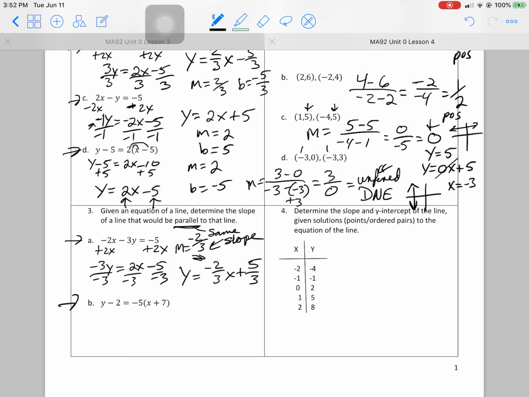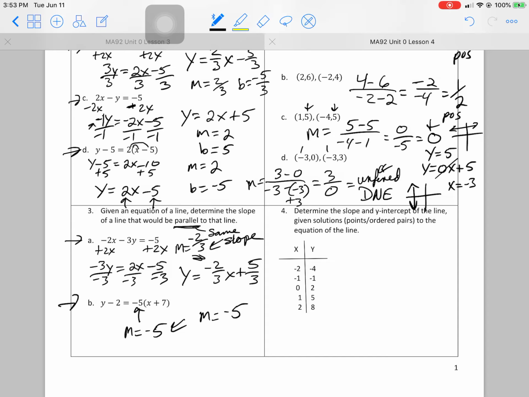This equation is in point slope form, so we can look right at it and see that m in this line, the slope for this line of equation, is a negative 5. So therefore, a line that would be parallel to it would have a slope of a negative 5.